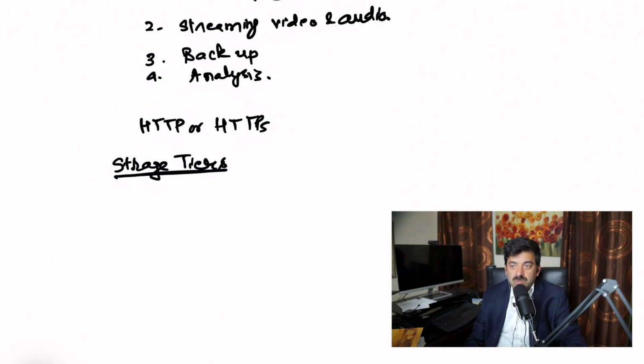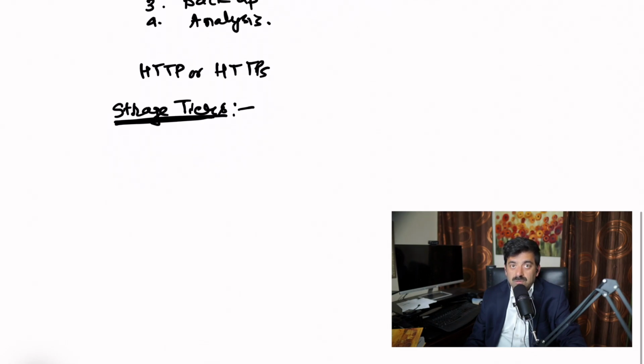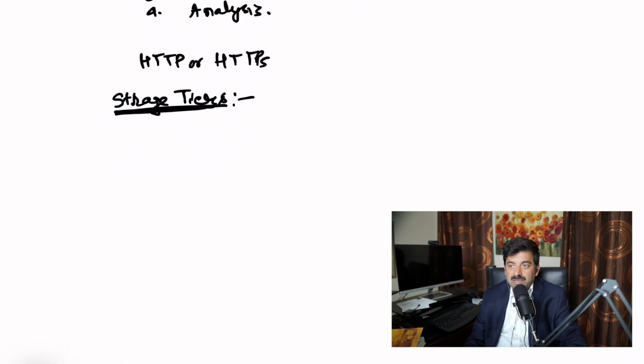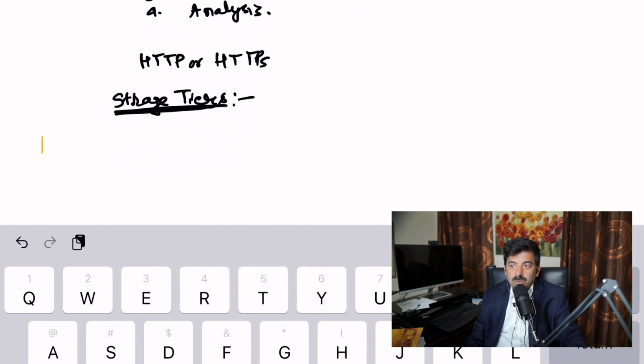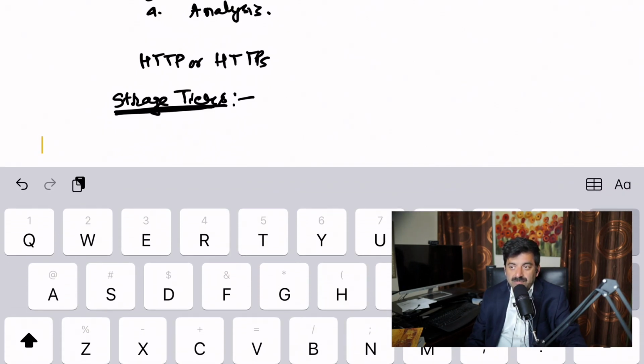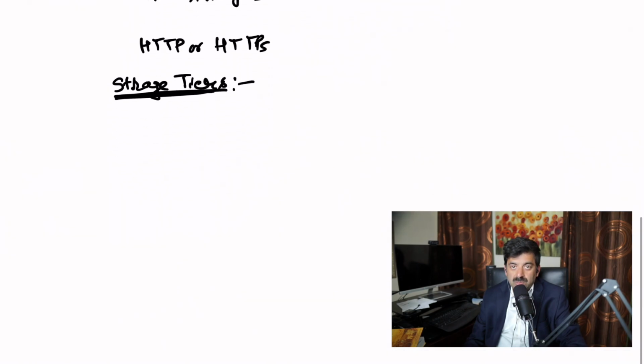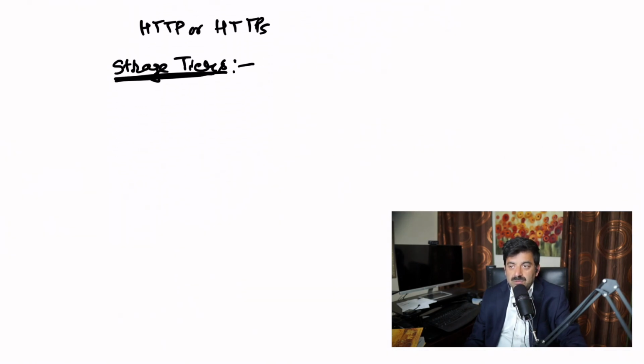So blob storage gives you tiers. They are called hot access tiers. Hot access tier is where you use the most recent data. That should go to hot access tier. Cool access tier is the data which you have not used for more than 30 days. So that data can go to cool access tier. And final data is archive data. The final tier is archive access tier.